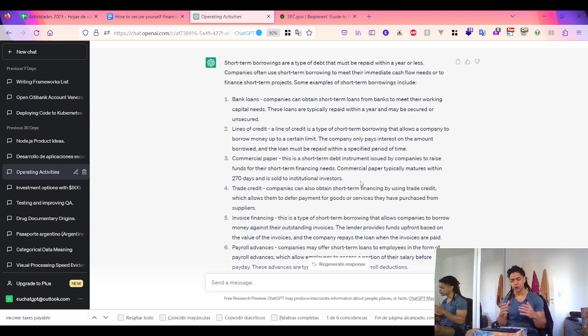And then I look at short-term borrowing, which is, from the company perspective, another operating liability. Short-term borrowing is a type of debt that must be repaid within a year or less. And companies often use short-term borrowing to meet their immediate cash flow needs, such as to purchase assets or pay expenses, or to finance short-term projects.